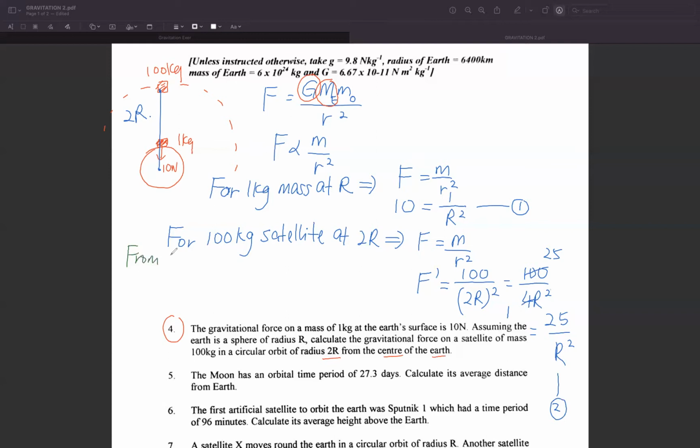Okay, from 2, F dash equals to 25 times 1 over R squared. Sub 1 into 2, so we get 250.